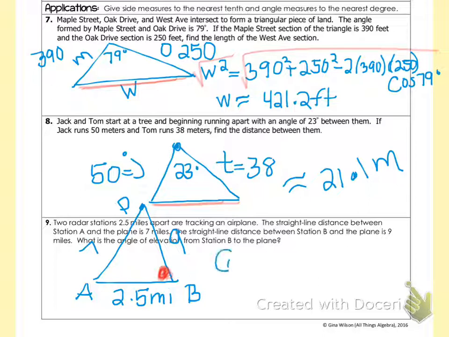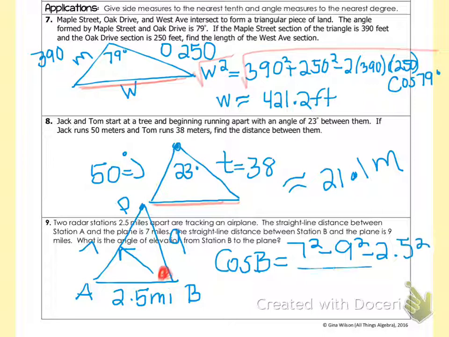So we would say the cosine of B is equal to, and of course we want the side across from B to go in first. That's going to be the 7. So 7 squared, and as far as the other two go, it doesn't really matter. So 9 squared minus 2.5 squared will be your numerator. On the bottom it'll be negative 2 times 9 times 2.5. Remember, the side across from the angle you're looking for goes in first, and that's the only place it appears. Now we need to figure out the numerator, the denominator, and then we can do the inverse cosine.